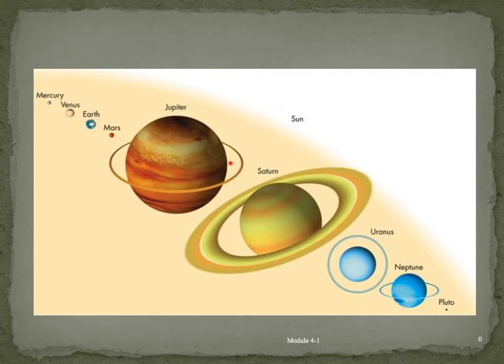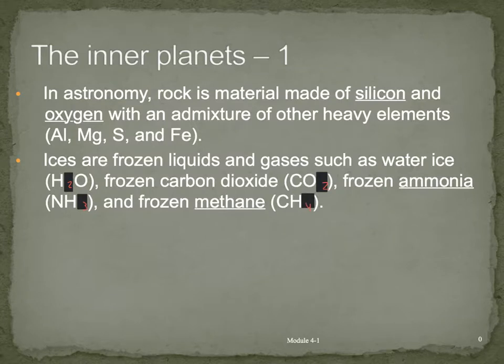Also notice that the outer planets have rings, which are not always depicted in pictures. In astronomy, rock is material made up of silicon and oxygen, known as the silicates, in addition to other heavy elements such as aluminum, magnesium, sulfur, and iron. Ices are frozen liquids and gases such as water ice, frozen carbon dioxide, frozen ammonia, and frozen methane.